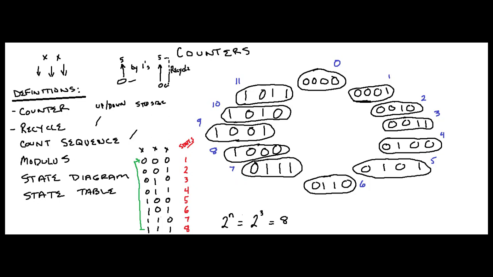Now, you don't have to. You can have a truncated sequence counter. Suppose you wanted to start your recycle, instead of all the way at 8, you wanted to recycle starting at 6. That is a truncated sequence counter. So remember, you have two types here, full sequence or truncated, and that's the difference between them.